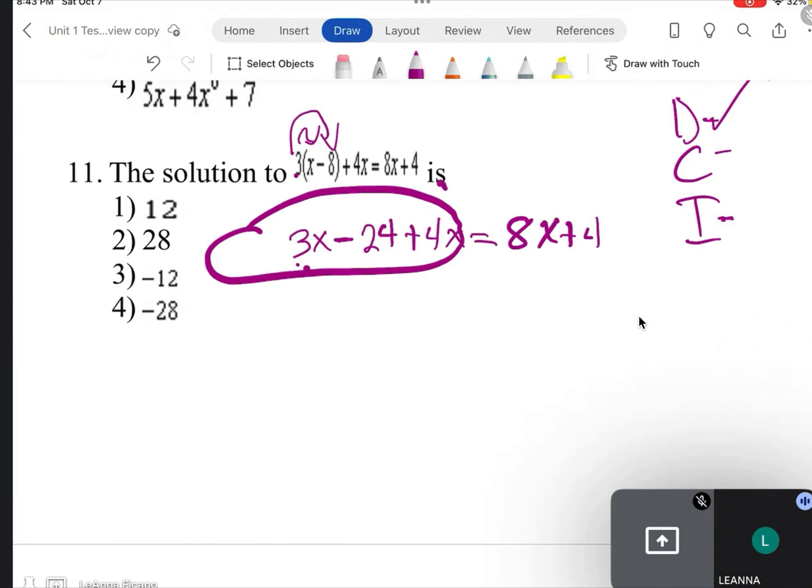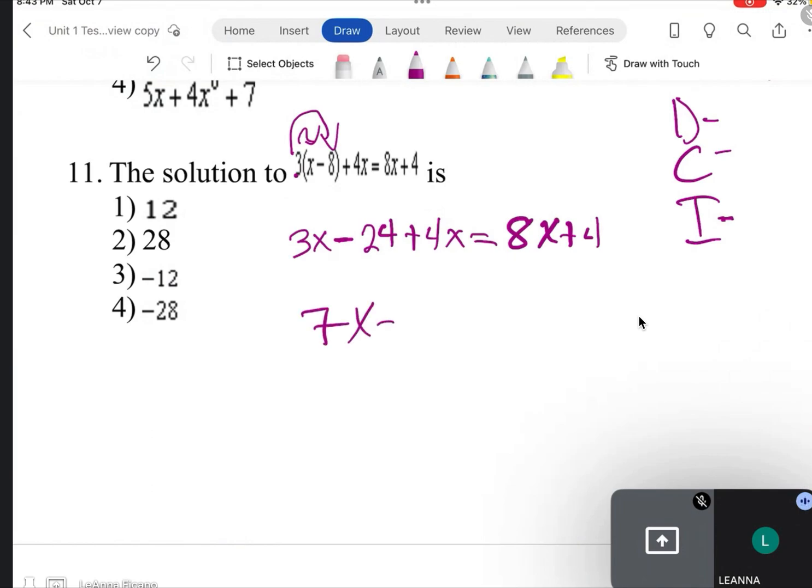So we have 3x and 4x are like terms, right? Because they have the same variable, same exponent. So I'm going to take 3x and add it to 4x and get 7x. I'm just going to keep my negative 24, move everything down. Okay, so I combine like terms. There's no more like terms to combine.